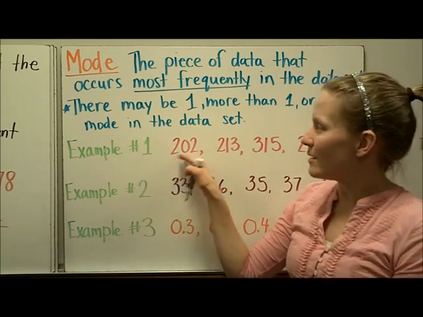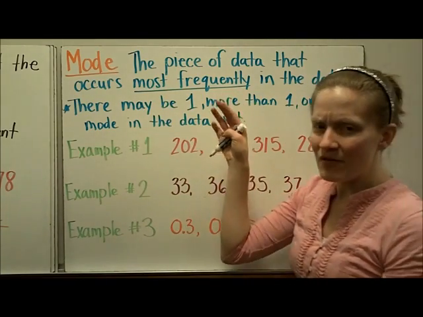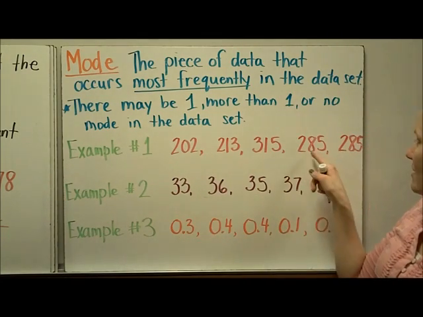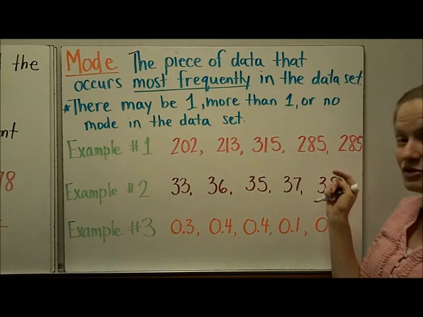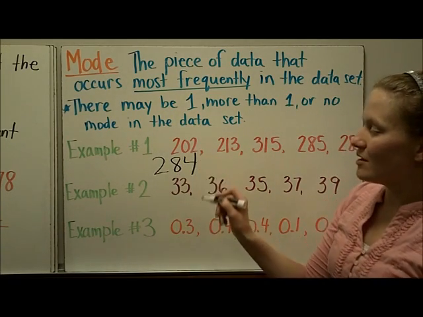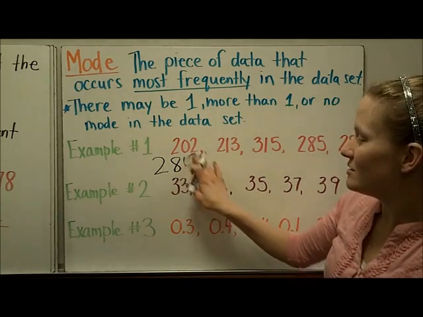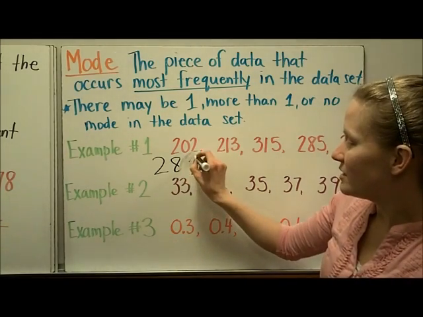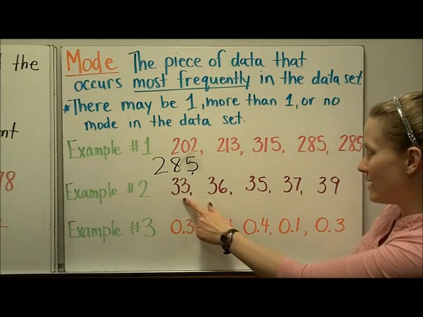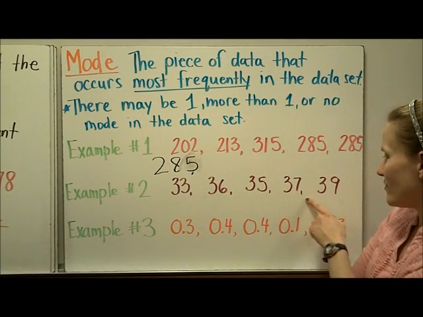In this set of data, I'm looking for the value that shows up most frequently or most often. And I see here that I have 2 of 285. So the mode, or the number that shows up most often, is 285.